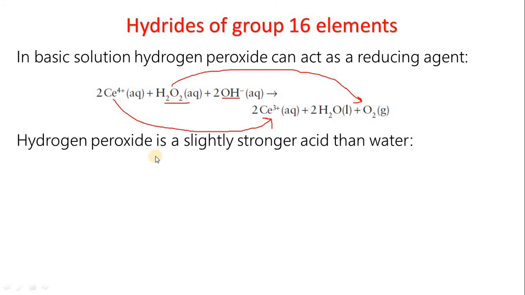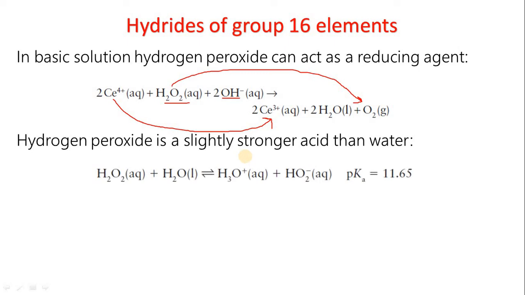Hydrogen peroxide is a slightly stronger acid than water, which can be seen by the pKa value. H2O2, when dissolved in water, will give the H3O plus ion, aqueous, that is the H plus ion, and the HO2 minus aqueous, and the pKa value is 11.65.